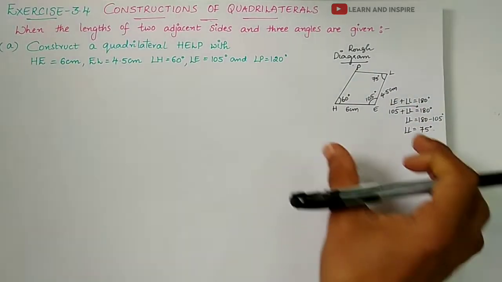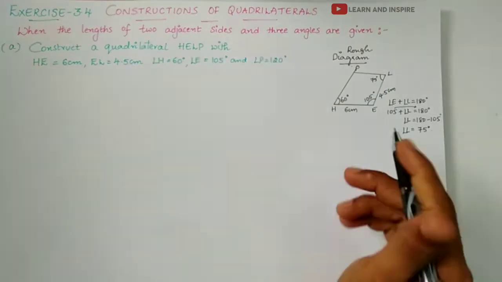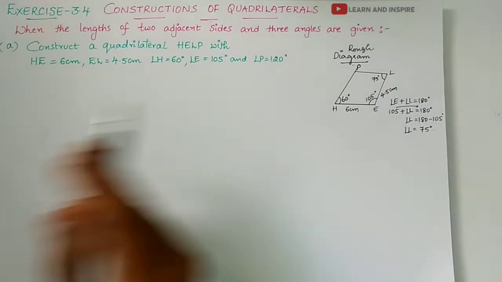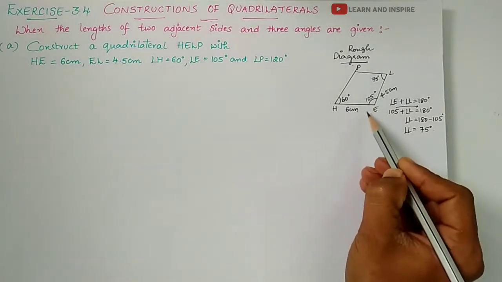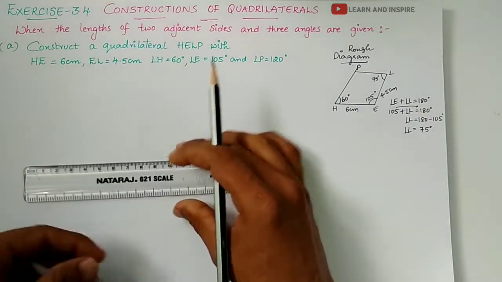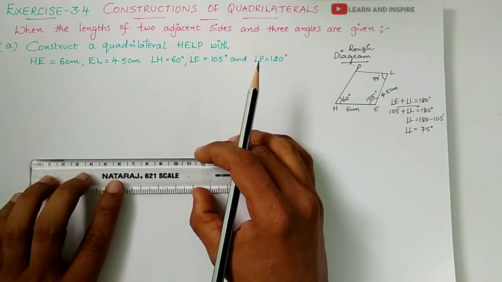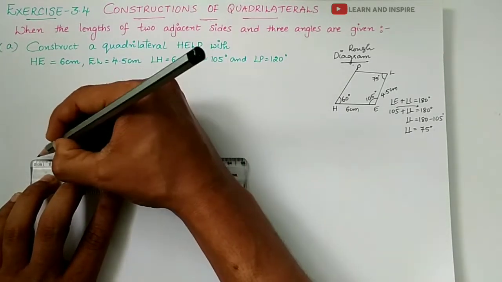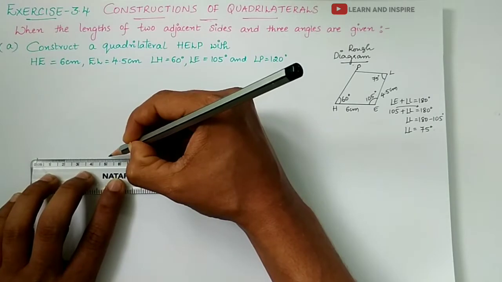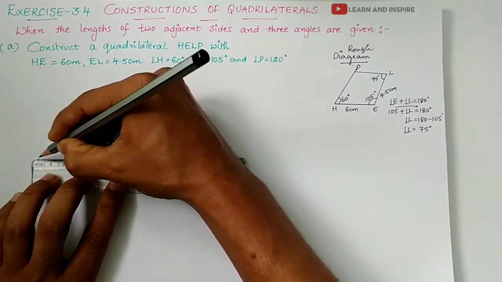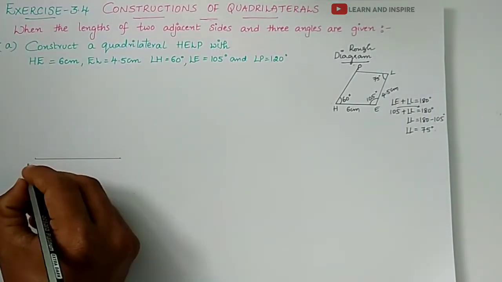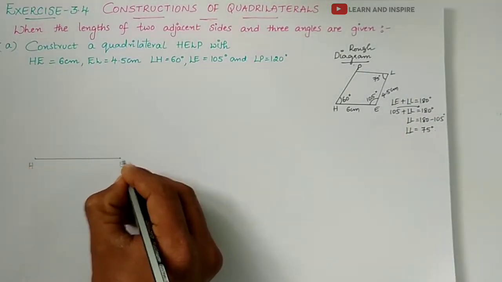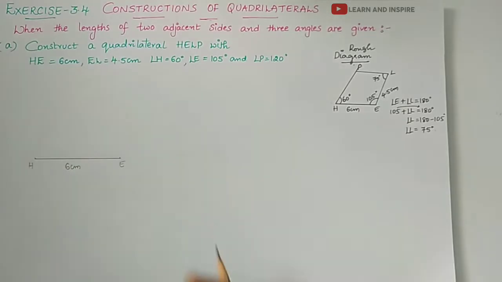Okay, so this is the rough diagram. Based on this we draw the original diagram. What is the first step? We need to construct HE equals 6 centimeters. So draw a line segment HE equals 6 centimeters. I write this, HE 6 centimeters.